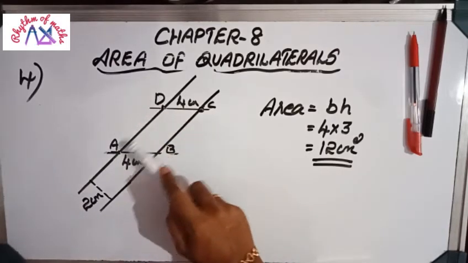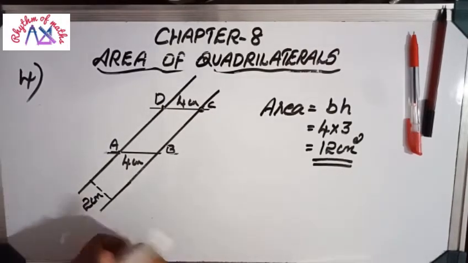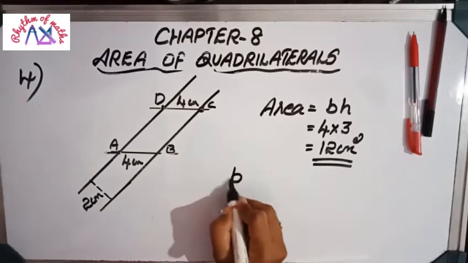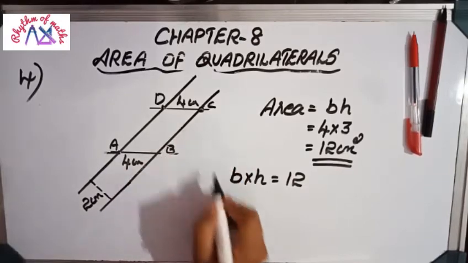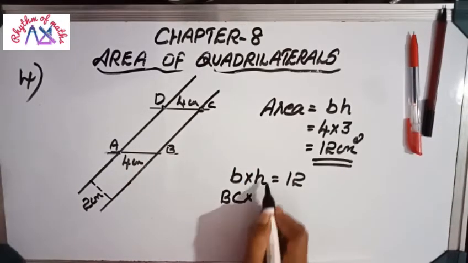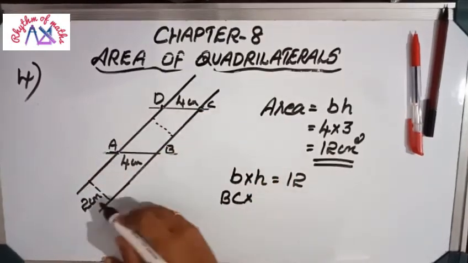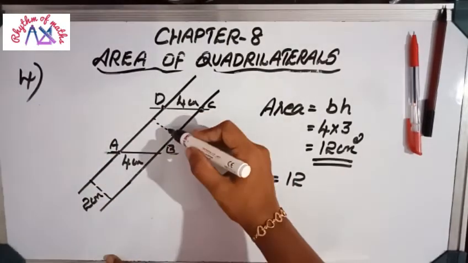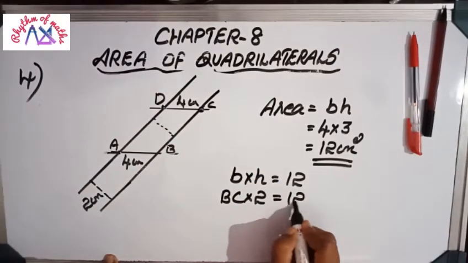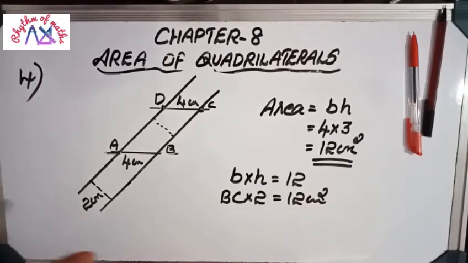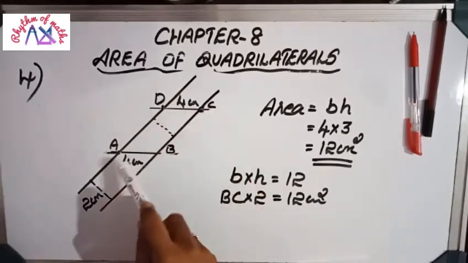Anyway, ABCD is the same parallelogram with 12 centimeter square as the area. So, area 12 centimeter square, we can consider base into H equal to 12. Here base is BC into height. If we consider BC as the base, this will be the height, that means 2 centimeter. So height we can consider as 2. That is equal to 12 centimeter square. Even if the sides are changing, there is no change in area because it is the same parallelogram.